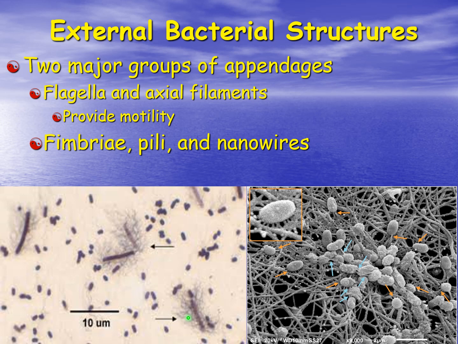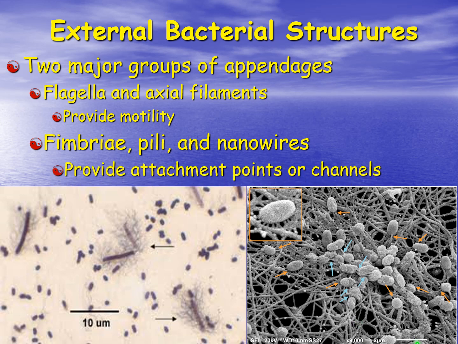I'll talk about the fimbriae first. These actually will provide attachment points within the environment, either to other bacterial cells or to cells within the environment, and the pili will be for the exchange of genetic material. Now this picture actually shows these little nanowires, and these are probably similar in structure to fimbriae, but they're very, very short, and they actually can stick this cell down into its environment and may actually even form channels between cells.